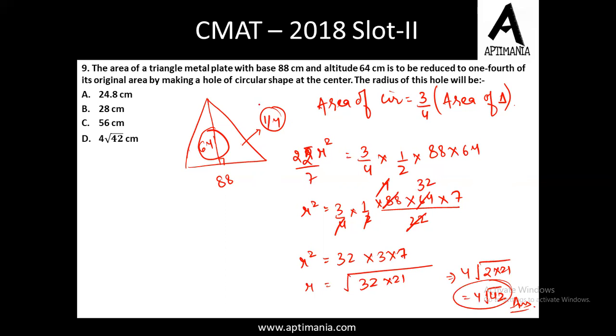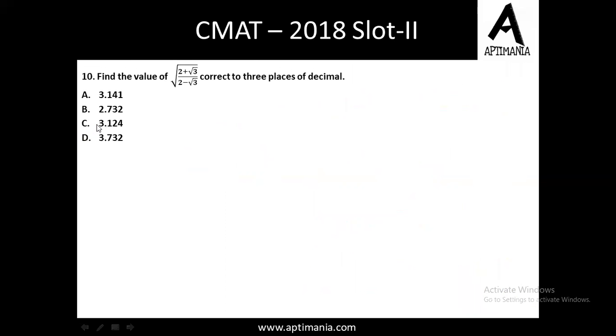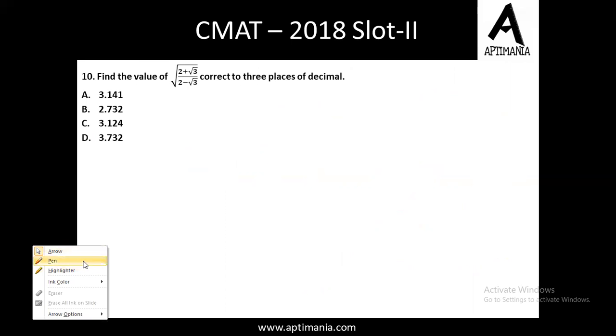So for question number 9, option D, 4 root 42 is the correct answer. Let's go ahead to the next question. Question number 10 is on the screen. Let's try to solve it out. It's a question based on surds.